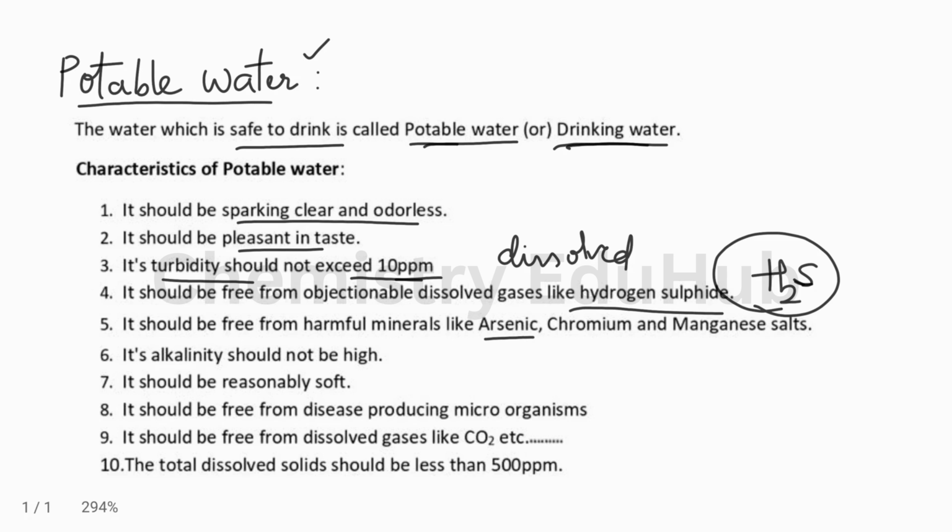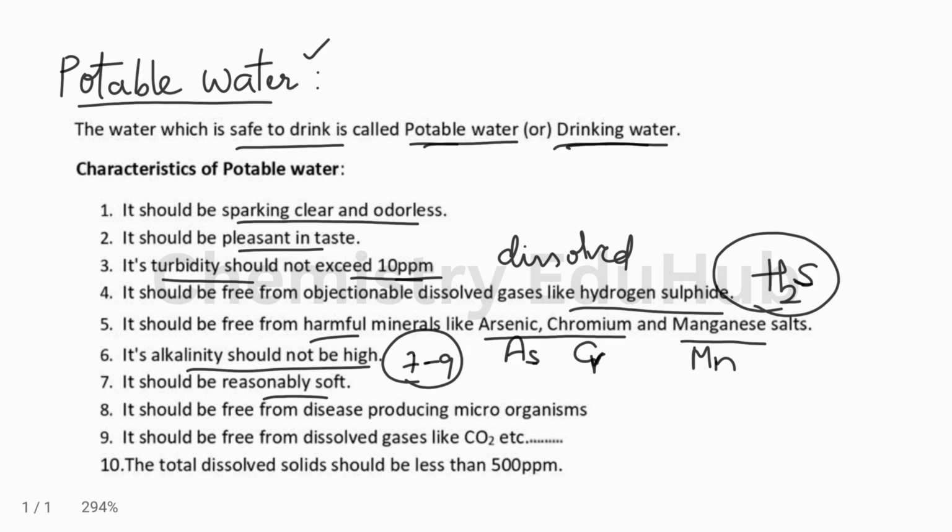It should be free from harmful chemicals like arsenic, chromium, manganese, etc. These are the d block elements. Arsenic is As, chromium is Cr, manganese is Mn. These are the dissolved salts generally present in the water in very small amounts, but still they are very poisonous and harmful to livelihood. Its alkalinity should not be high. Alkalinity is nothing but the pH has to be in the range of 7 to 9, not greater than that. So alkalinity should be medium.